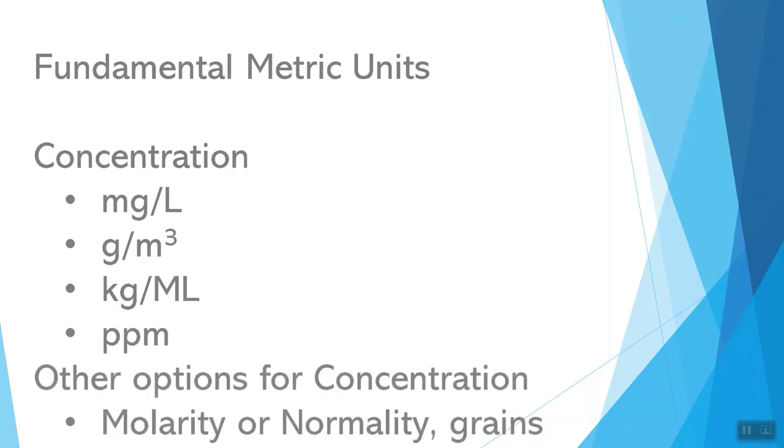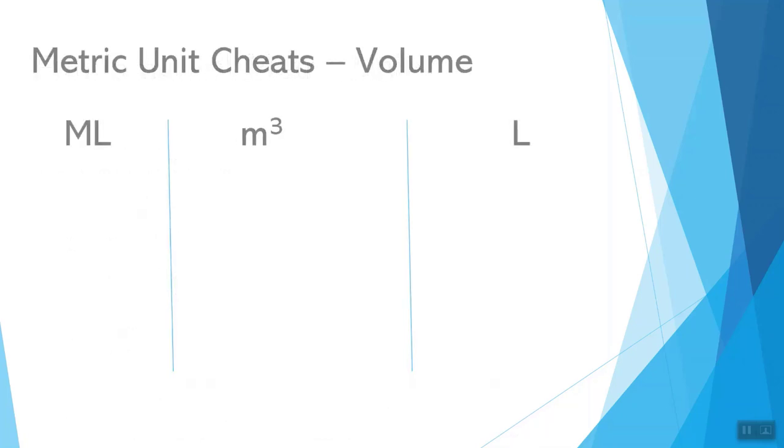Other options for concentration, especially if you have a bit of a chemistry background, you have the molarities and the normalities, or grains of hardness, for example. All of these are different ways of measuring how much solute, the disinfectant, per volume of solvent, in this case water. So let's take a look at some really simple cheats that I have found to be helpful, especially if some people have a difficult time making this conversion between liters and megaliters and cubic meters.